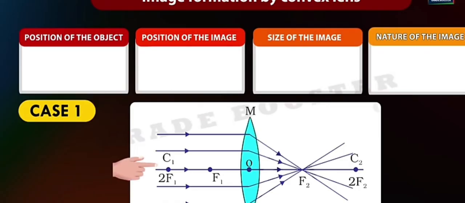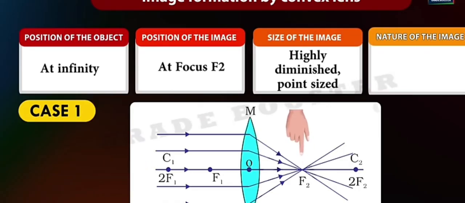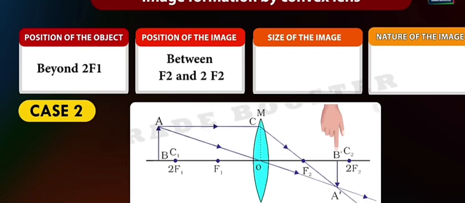Case 1. If the position of the object is at infinity, the position of the image will be at the focus f2 and the relative size of the image is highly diminished and point sized. The nature of the image is real and inverted. Case 2. If the position of the object is beyond 2f1, the position of the image will be between f2 and 2f2. The relative size of the image is diminished. The nature of the image is real and inverted.